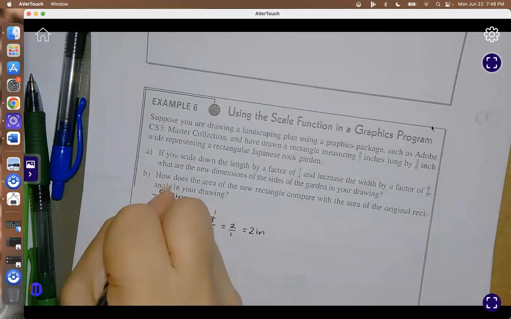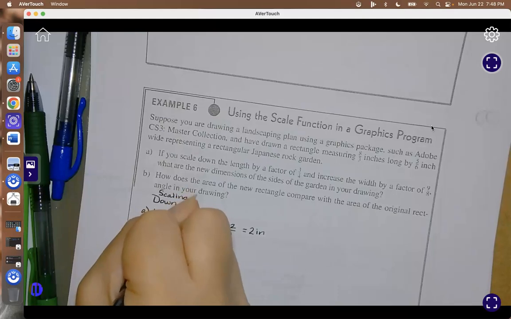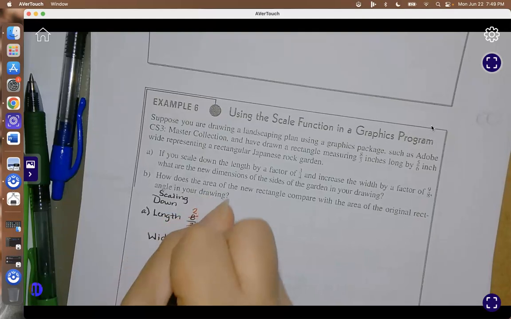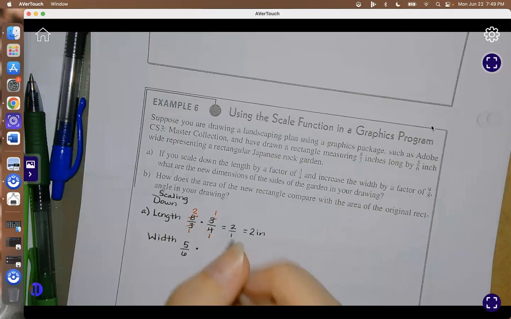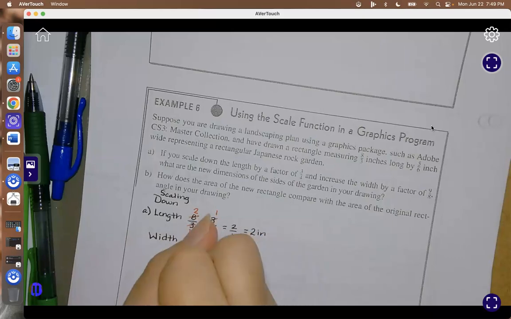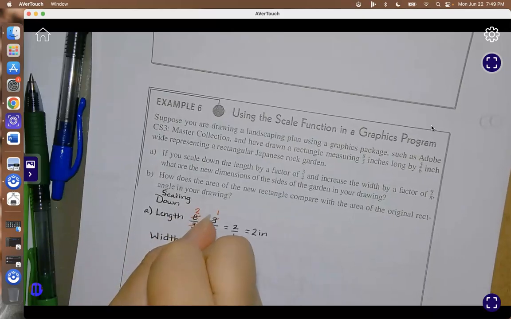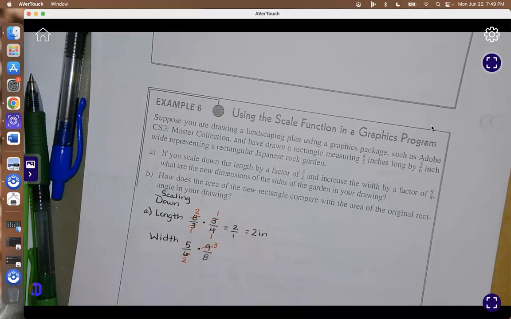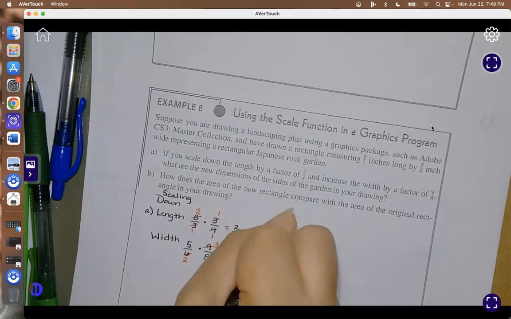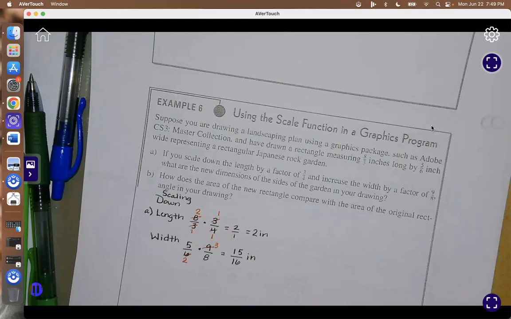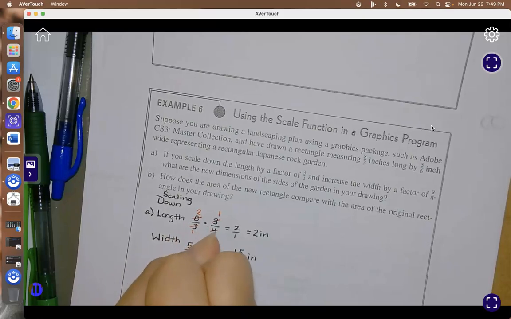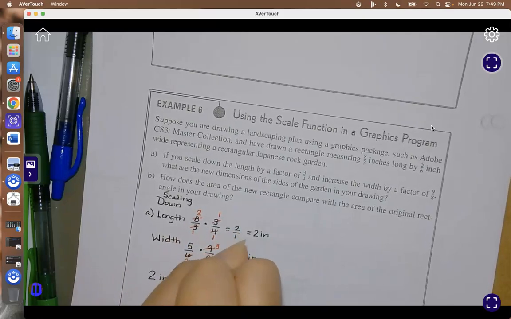Now, the width, they said was 5/6. You're scaling down by 9/8. Now, the only one that can reduce is the 6 and the 9. You're reducing them by 3, so that's a 2, that's a 3. So this becomes 15 over 16 inches. So the new dimensions are 2 inches by 15/16 of an inch.